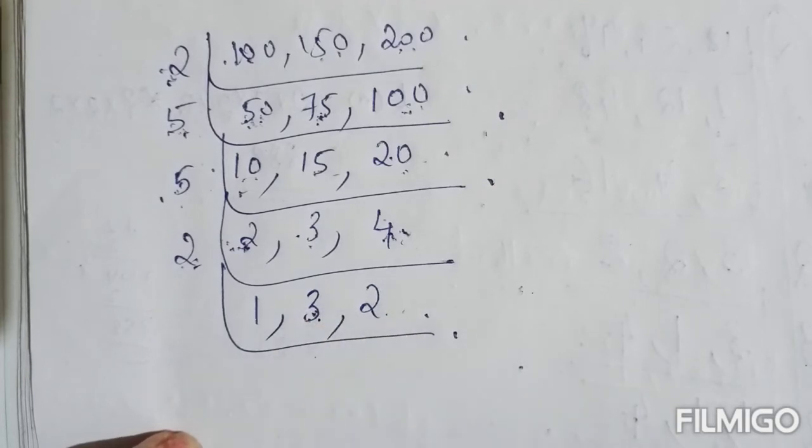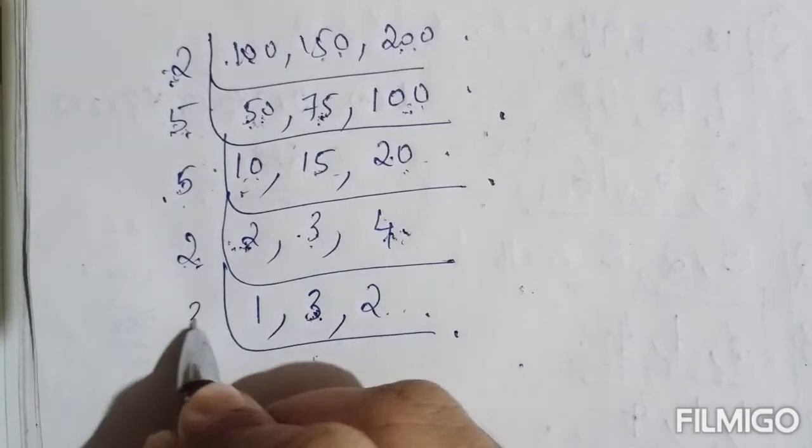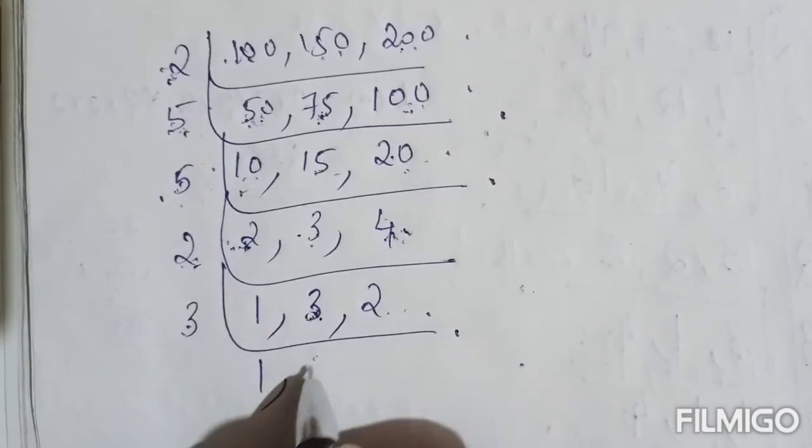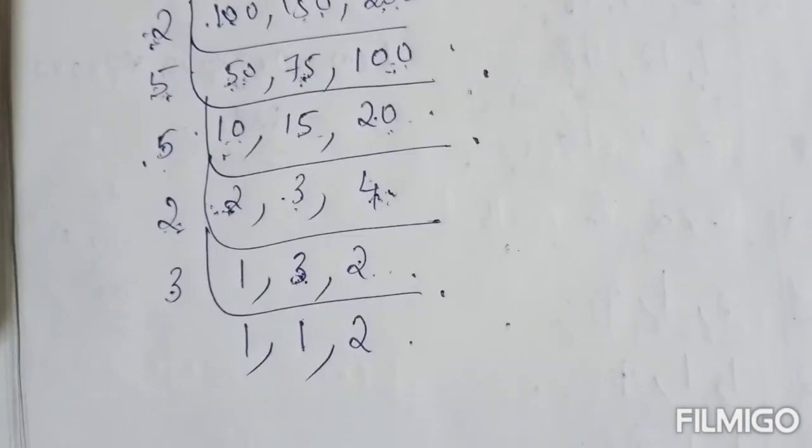There is no number that divides both 3 and 2. So let us do the prime factorization of 3 first. 3 you can divide by 3 only. So 1. 3 divided by 3, 1. In place of 2 you can write a 2 itself.